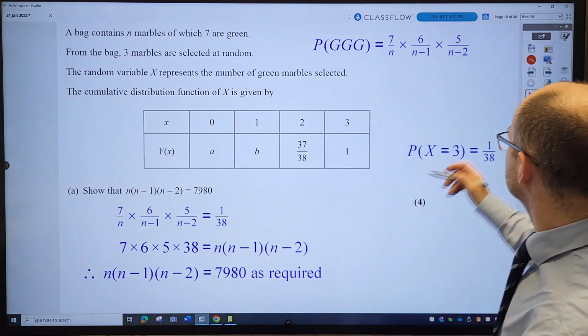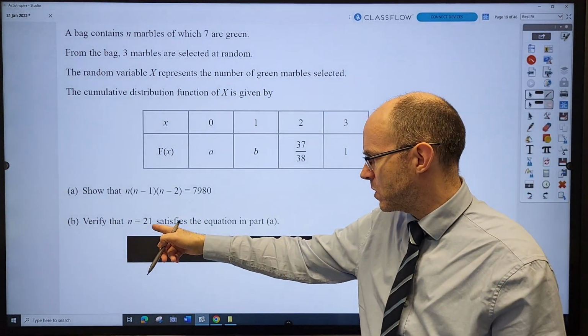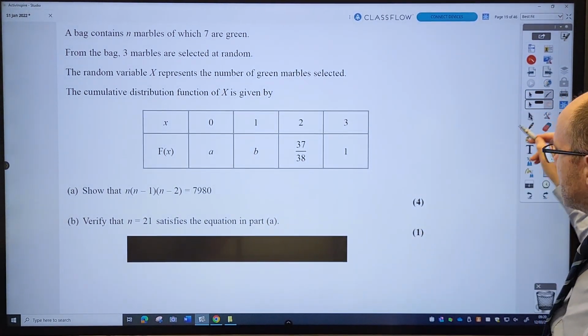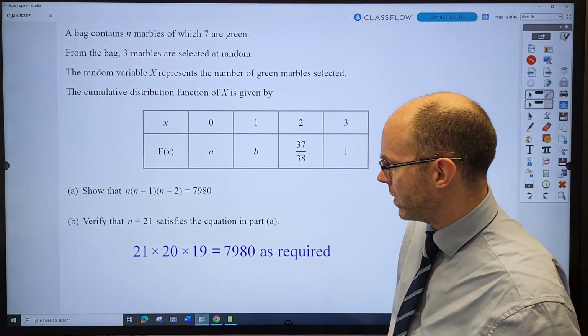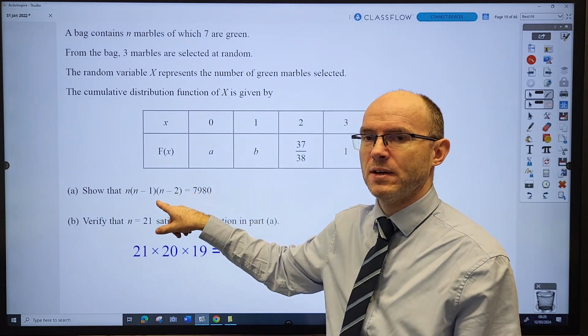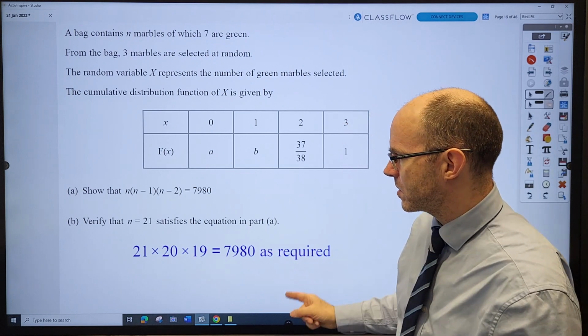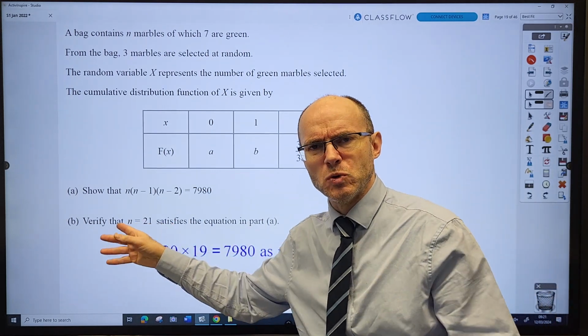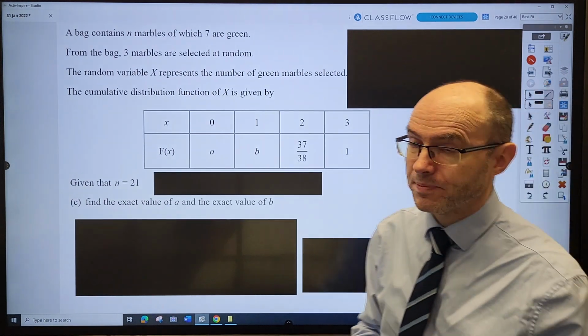So that's that. Part B, verify n is 21. It's just a 1 marker. So all we need to do there is just substitute in the value of n is 21. So here just write down 21 times 20 times 19, and then 7,980. Again, as required, because it's a verify, show that question. And then we get on to the final bit. So here we go.